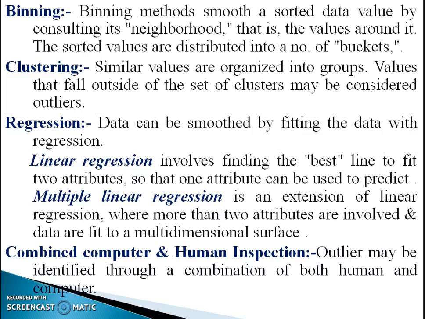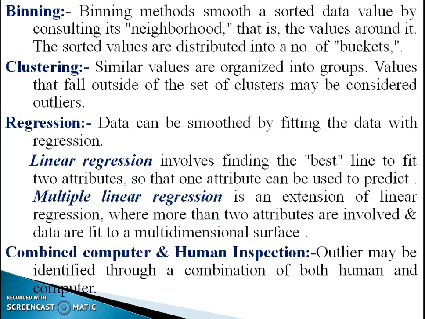The binning method smooths a sorted data value by consulting its neighborhood, that is, the values around it. The sorted values are distributed into a number of buckets. Clustering means we are grouping similar kinds of values. Values that fall outside of the set of clusters may be considered outliers or placed into another cluster.